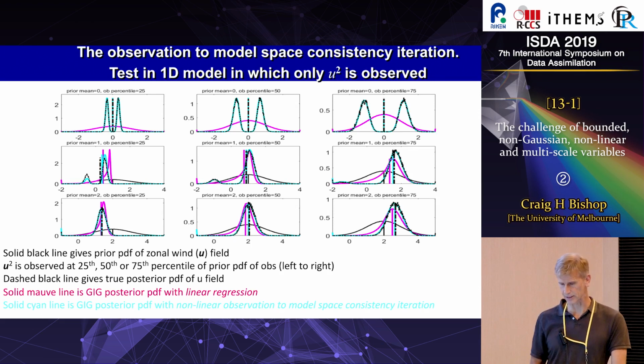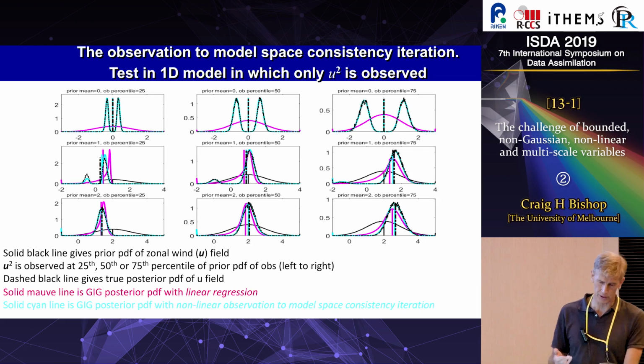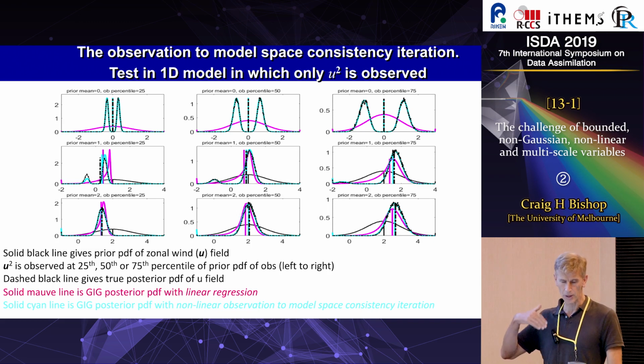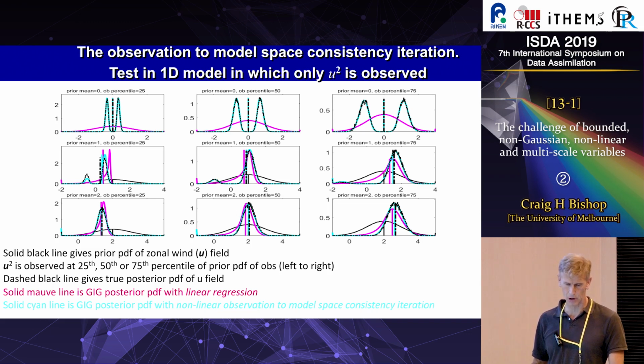This is like the example I opened the talk with, where you were analyzing U squared. So this would be a univariate case. This is a bit like what I opened the talk with. There's the prior U distribution. We observe U squared, so the posterior should be multimodal. If I do the GIGG filter without doing this outer loop, the posterior density I get is this mauve line. So it goes up there, it knows nothing about the bimodality.